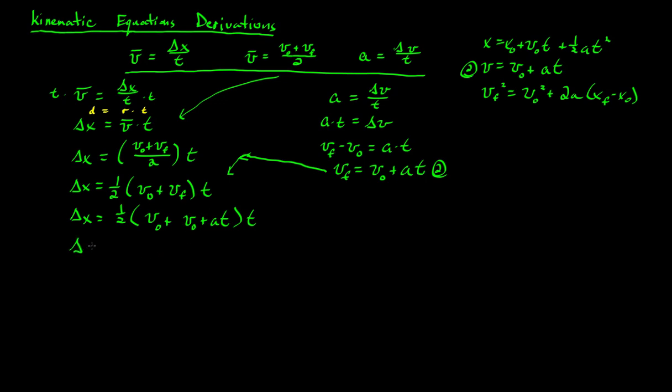So now we get the displacement is 1/2 v naught plus v naught, which is 2 v naught, plus at, times t.